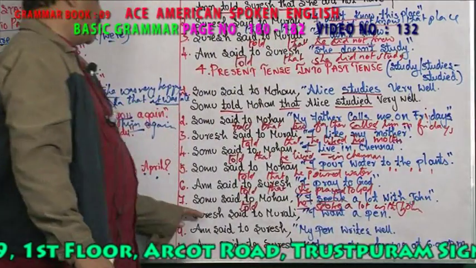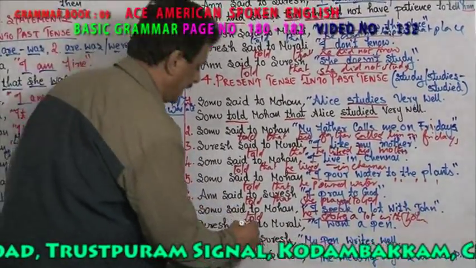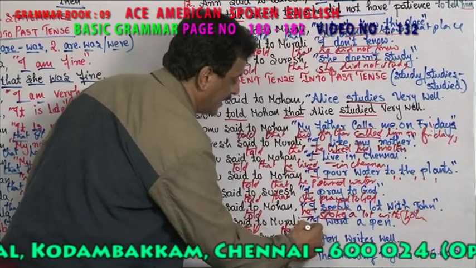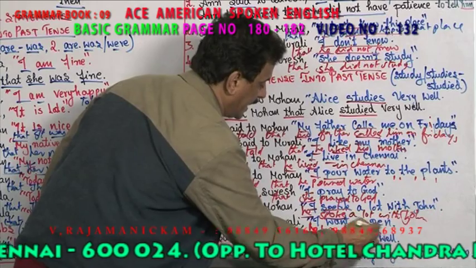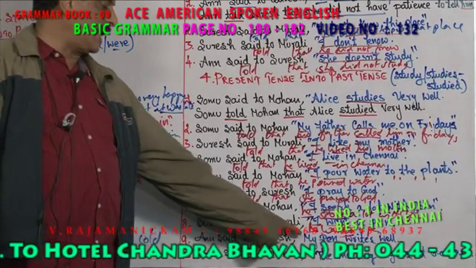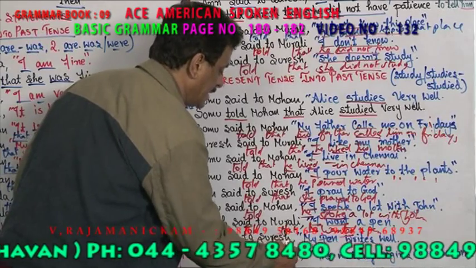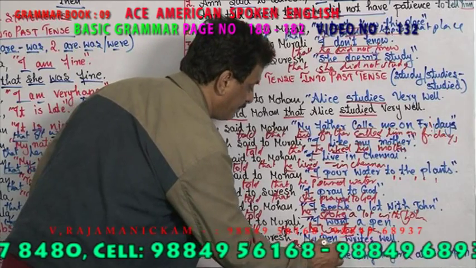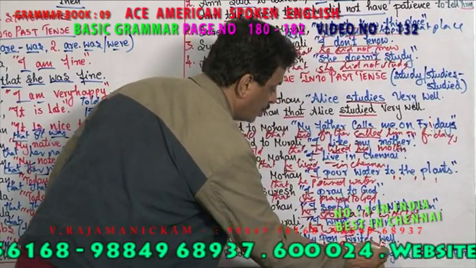Now, coming here, Suresh said to Murali, "I want a pen." So, Suresh told Murali that he wanted a pen. I want a pen changes into he wanted a pen. Anu said to Suresh, "My pen writes well." So, Anu told Suresh that her pen wrote well, right? Writes changes into wrote.